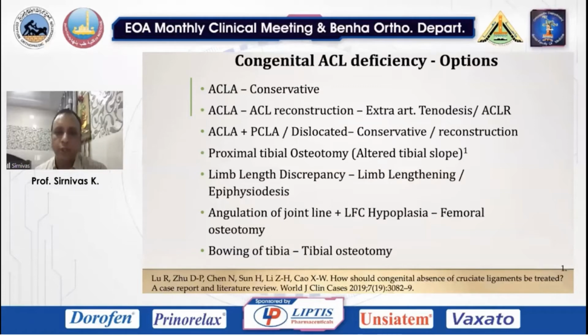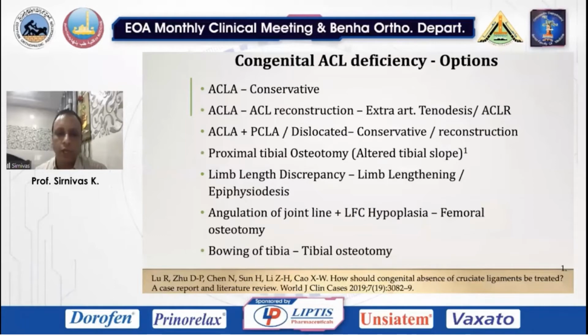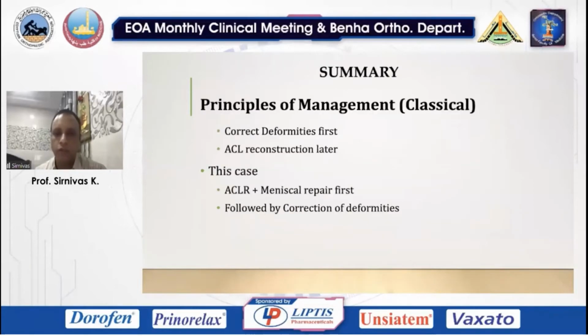Limb length discrepancy needs limb lengthening or epiphysiodesis. Angulation of the joint line of the knee would require a femoral osteotomy, and bowing of the tibia would require a corrective osteotomy of the tibia. So to summarize, the regular principles of management for such cases would be to correct deformities first and ACL reconstruction later. Only in cases where there is a meniscal tear, a bucket handle tear, you would need an ACL reconstruction and a meniscal repair as done in this case, followed by correction of deformities.